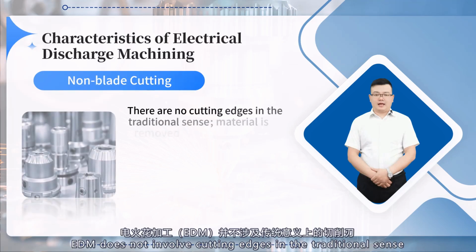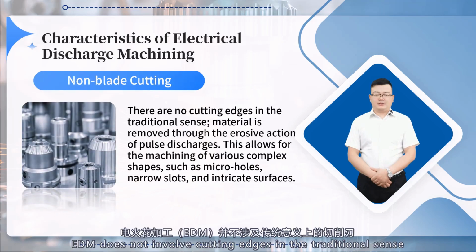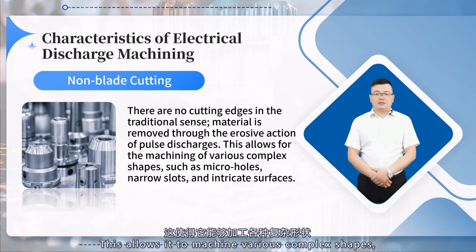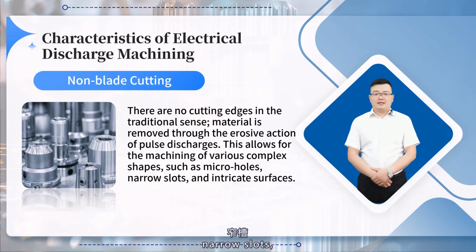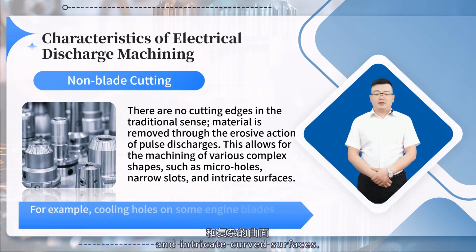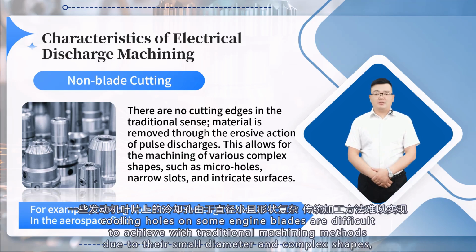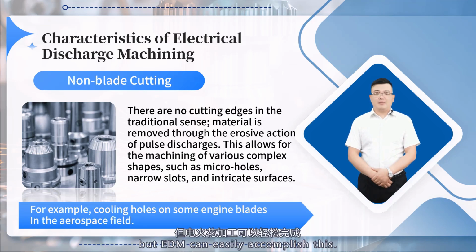Non-blade cutting. EDM does not involve cutting edges in the traditional sense. It removes material through the erosive action of pulse discharges. This allows it to machine various complex shapes, such as micro holes, narrow slots, and intricate curved surfaces. For example, in the aerospace industry, cooling holes on some engine blades are difficult to achieve with traditional machining methods due to their small diameter and complex shapes, but EDM can easily accomplish this.